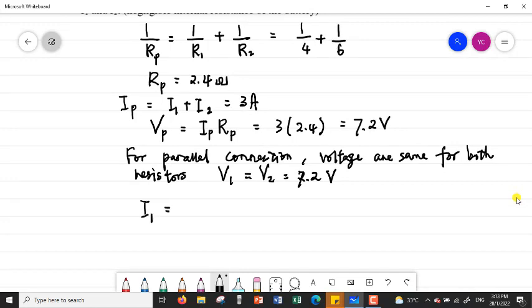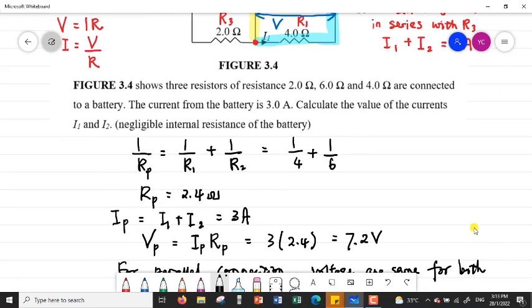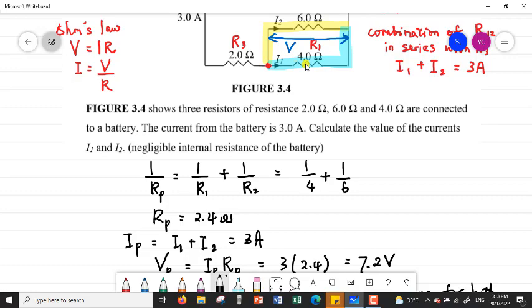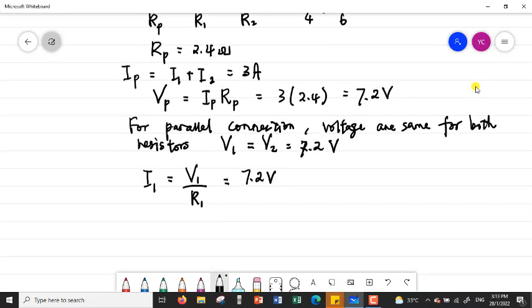So the current across the first resistor will be the voltage over resistance. So the voltage is 7.2 volt. The value of resistance is 4 ohm. So I'll get the current to be 1.8 ampere.